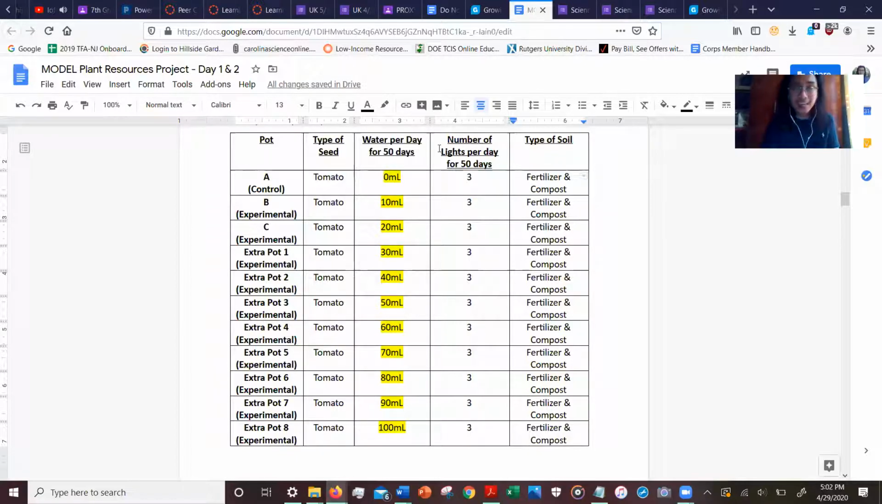Experimental meaning that they actually got the different amounts of water. My control didn't, it has 0. If you need to know why, reflect back on our previous lessons.